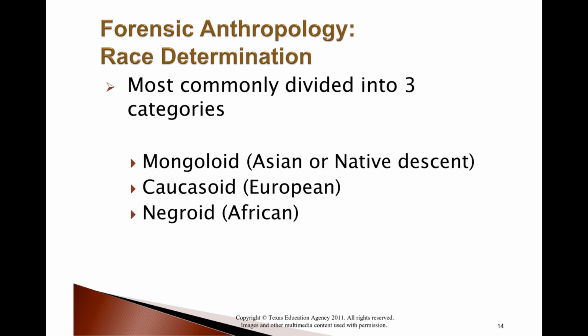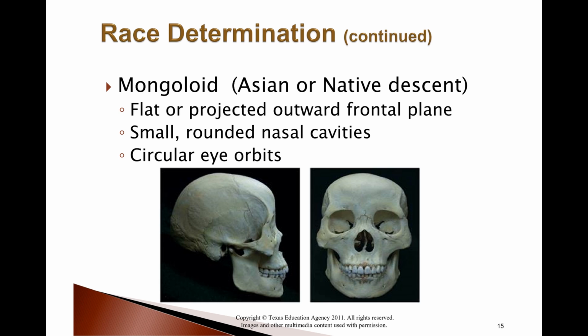Okay, so for race determination, we're going to be using the same 3 categories that we did when we looked at hair samples earlier in the school year. Those would be Mongoloid, which is your Asian or native descent, Caucasoid, which would be your European descent, and Negroid, which would be your African descent. Now there are some features on the skull that repeat themselves over and over again depending on what racial area or category you fall into.